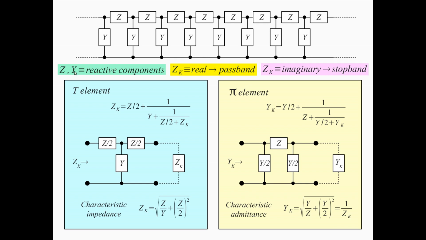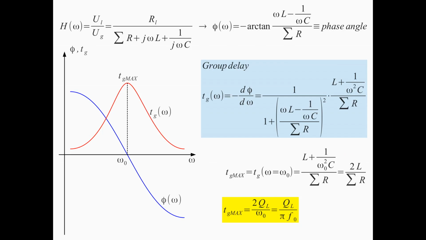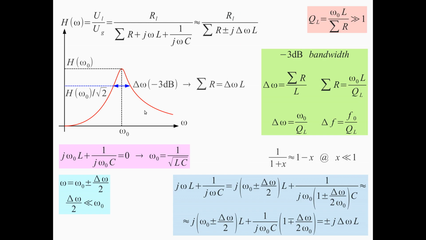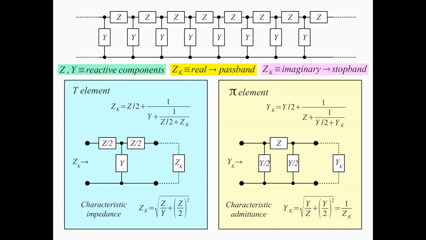Now Z and Y, we choose them for our filters as reactive components. Hopefully as true reactive components, because we know that every inductor also has its losses. So we would like to have perfect inductors, and we do not. If we do not have perfect inductors, these losses will affect the passband and the insertion loss of my filter here.